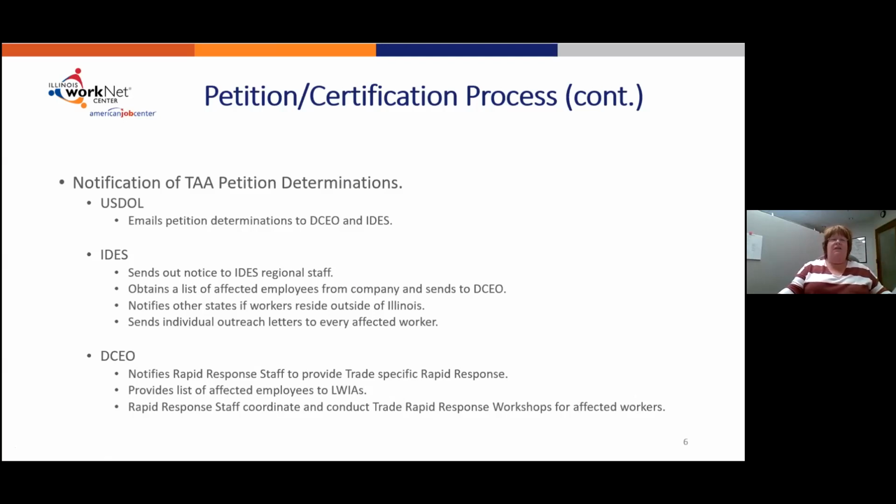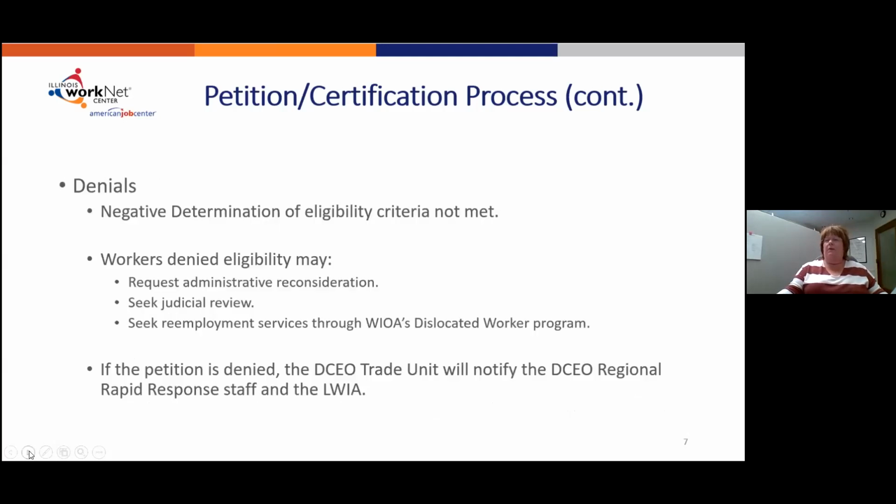They will notify any states that have workers that reside outside of Illinois, and they will send out the individual outreach letters to the affected workers. And there's a coordination effort between IDES and the DCO rapid response team and LWIAs to set those workshops up and get those letters out in a timely manner.